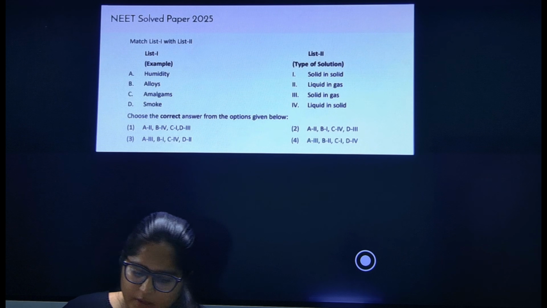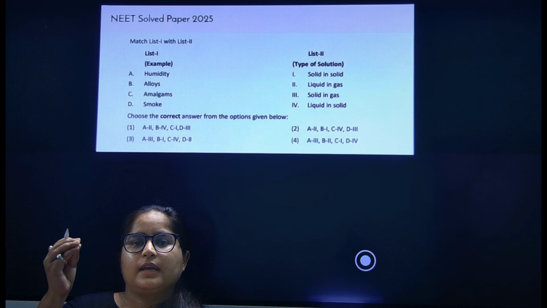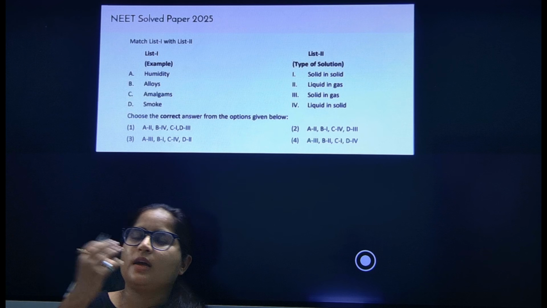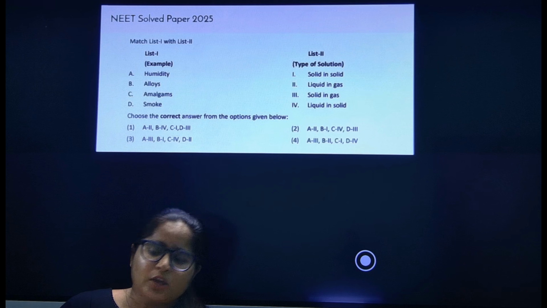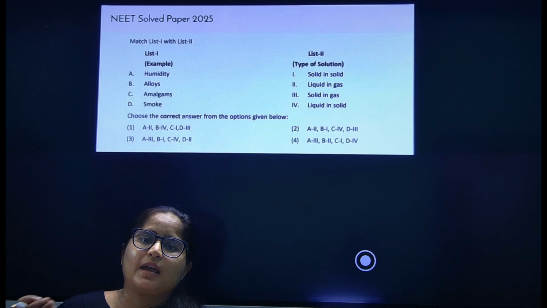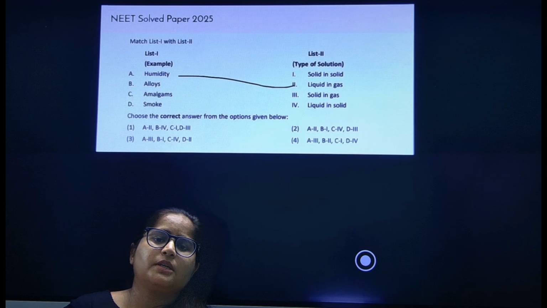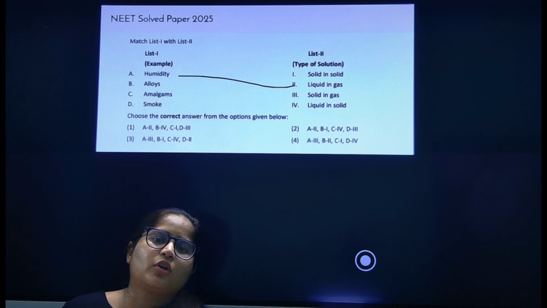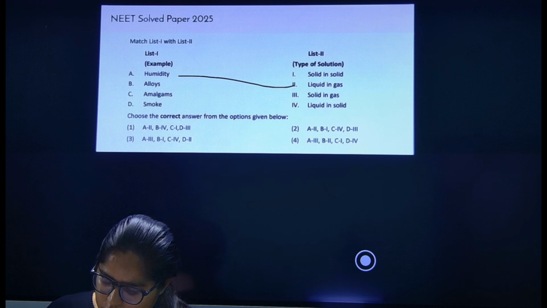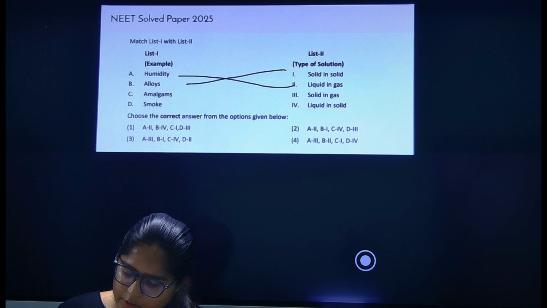So humidity. When we are talking about humidity, what do you understand? Humidity means water in air. We have air, a mixture, and in this some water droplets are trapped, that is known as humidity. So water in air is humidity, that is A2, liquid in gas. Next, alloy. We have studied what an alloy is. It's a mixture of non-metal or metal, right? So solid in metal and non-metal. What are these? Solid. So solid in solid, where we have B1. Very good. So you can see here A2, B1 we have got.